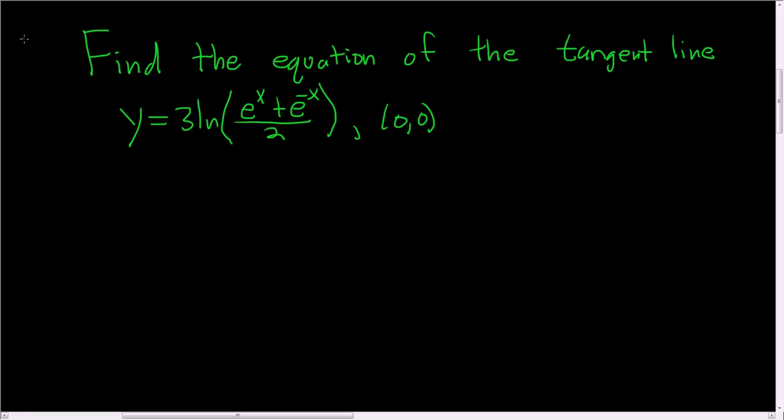Find the equation of the tangent line to the graph of this function at (0, 0). Solution. In order to find the equation of the tangent line, we need two things. We need a point and a slope. So we've already got the point, we just need the slope.